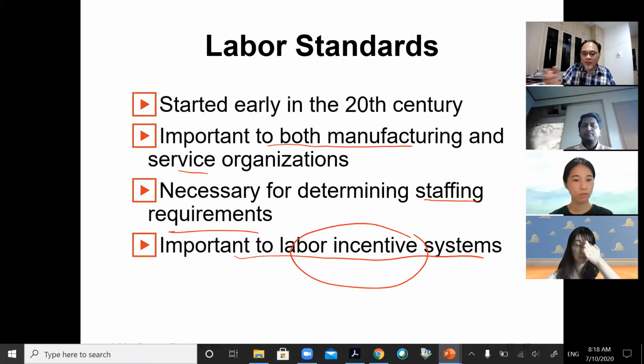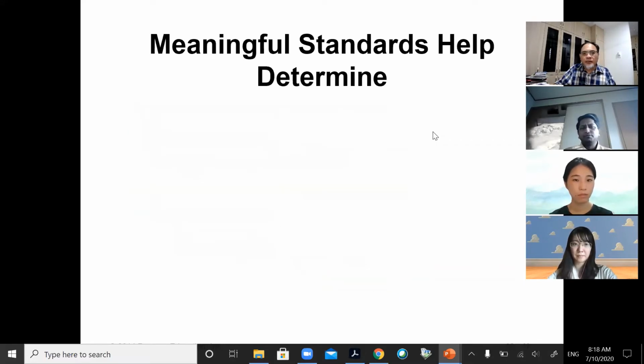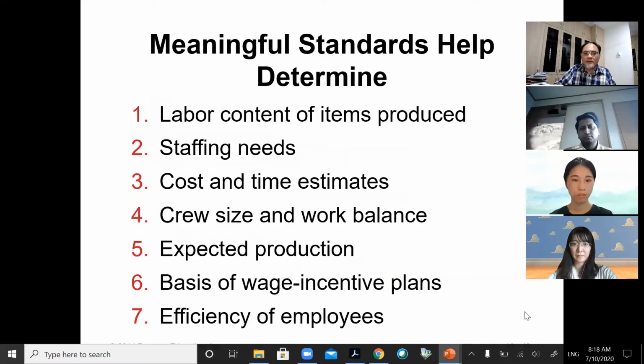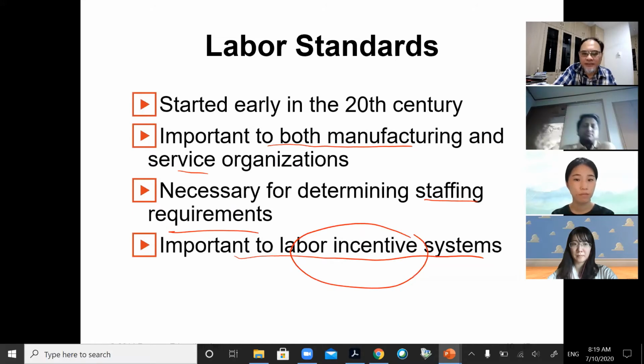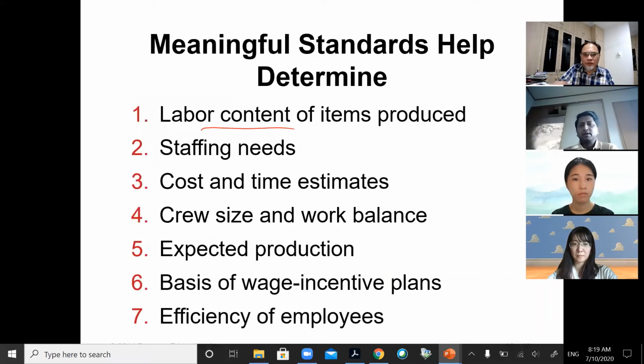How do you know how much to make in a day? So you need labor standards. Meaningful standards will help determine the labor content of items produced. Incentive means like extra payment. Extra payment, labor incentive. So that's why it is the basis of wage incentive plans. If you have labor standards, it is the basis for wage incentive plans.